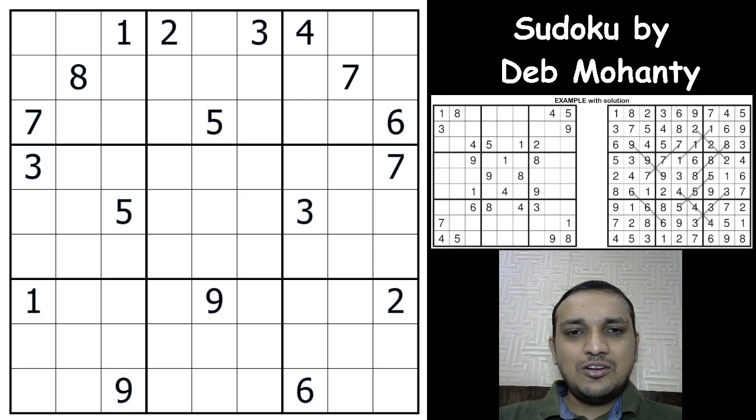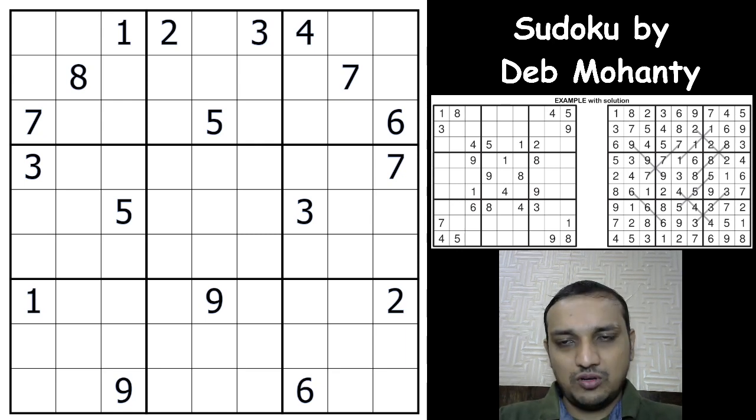Ashish here, and today I'll be covering a different kind of Sudoku on our channel. This is called an instructionless Sudoku variant. In this you are not given any of the rules of the Sudoku, so you have to find the rule yourself. You have to see the example solution and then find out the rule that will work with the given grid, right? This particular Sudoku is created by Deb Mohanty.